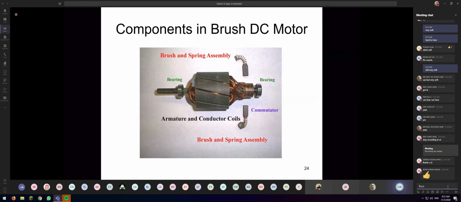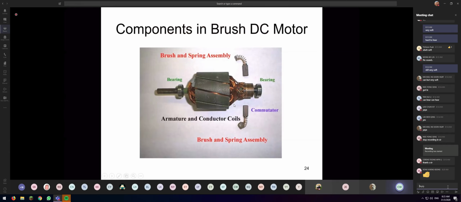It shows you the actual components of your permanent magnet and brush DC motor. You have the bearing at both sides that join them together, and then we have the commutator here and also the brush. They use a spring to push it to the contact, so they have a firm contact.